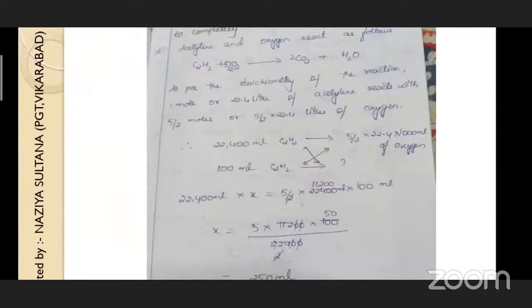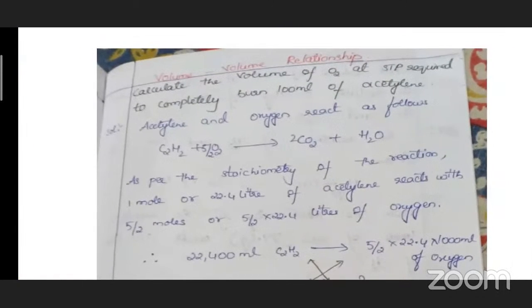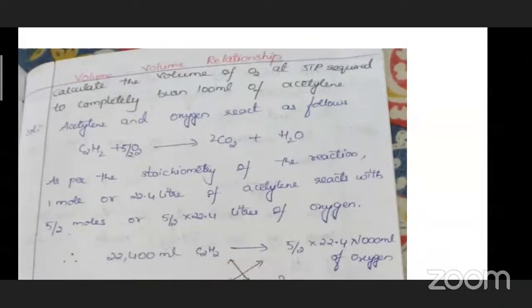Next, let us see another problem. What is given? Calculate the volume of oxygen at STP required to completely burn 100 ml of acetylene. So here in the question they did not give you what is acetylene. Acetylene is what? C2H2, that is acetylene.